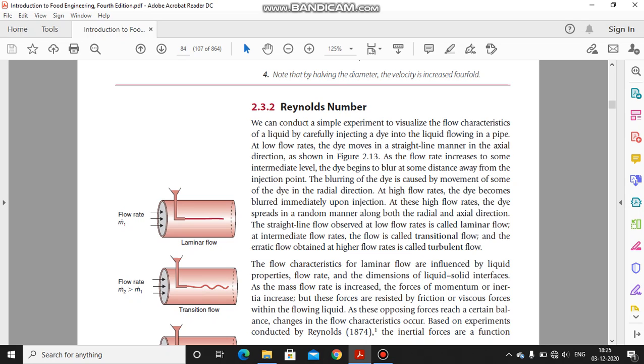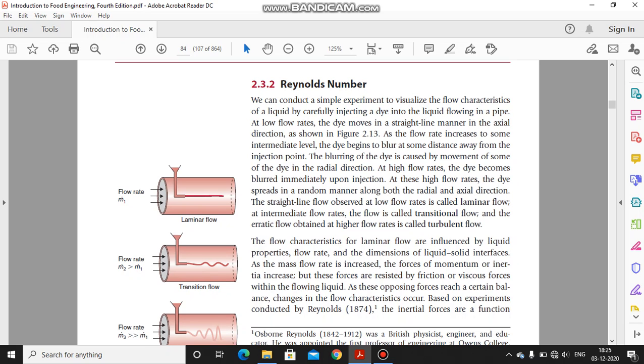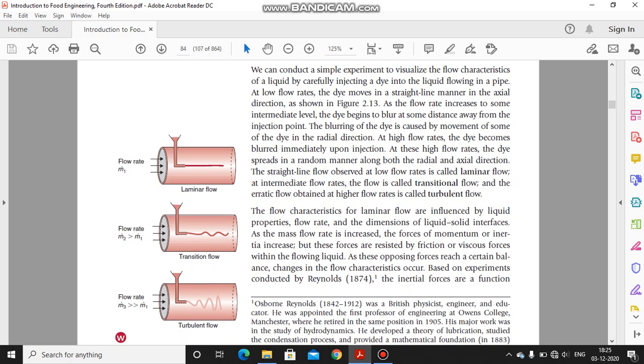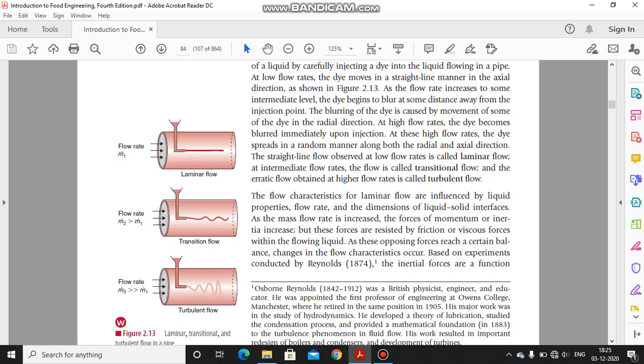So, to understand the Reynolds number, let us conduct a simple experiment in which we are carefully injecting a dye into a flow. If you look at this figure, you can see there is a pipe in which a fluid is flowing at a flow rate say m1, and a dye is injected at the entrance of this pipe, and the color of the dye is say red. So when the flow rate m1 is very low, that means at low flow rates, the dye flows in a straight line along with the fluid flowing in the pipe.